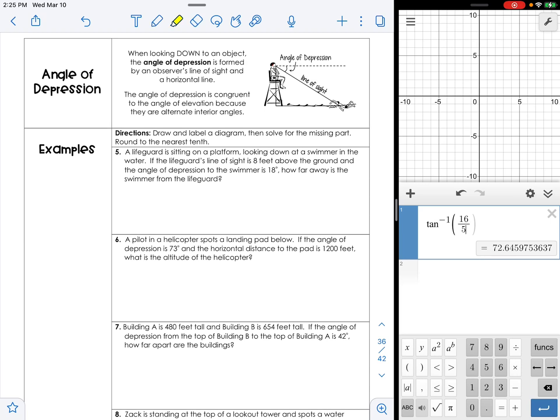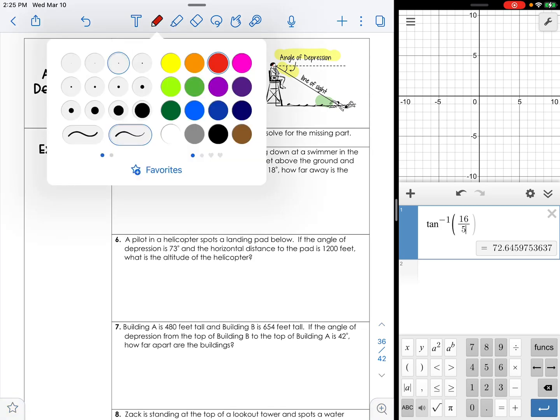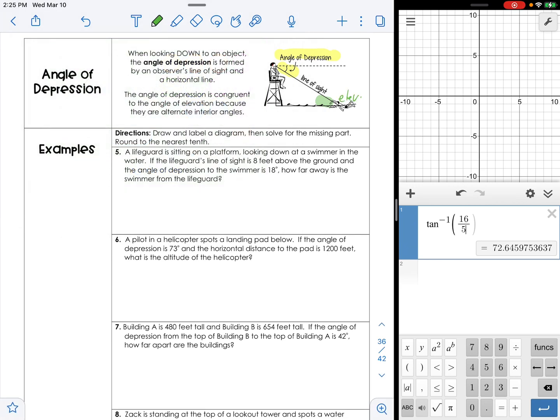So if the angle of depression is this angle in here, there's also now an angle of elevation. I'll go with green, on the opposite side of that, because the swimmer in this case is looking upwards, whereas the lifeguard is looking downwards. Depression and elevation are all a matter of perspective of where you're looking from. So what is your perspective?